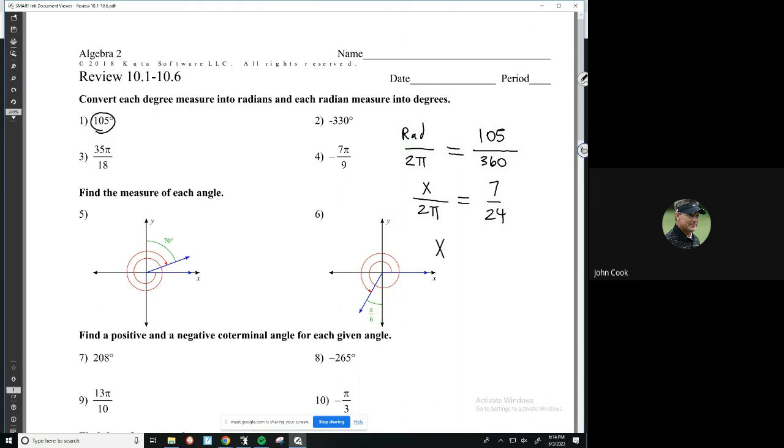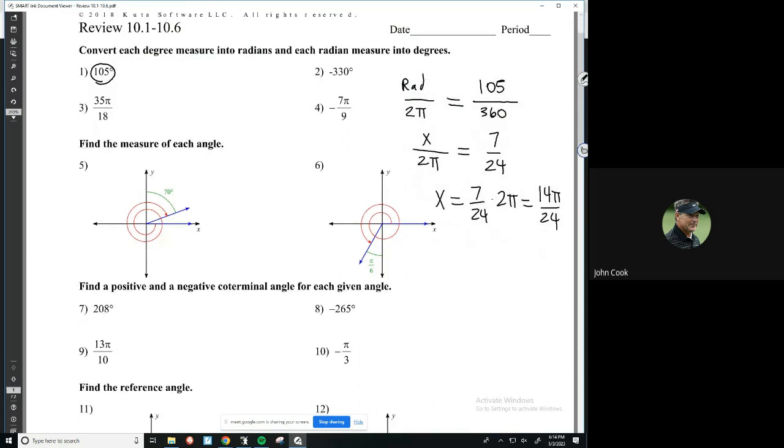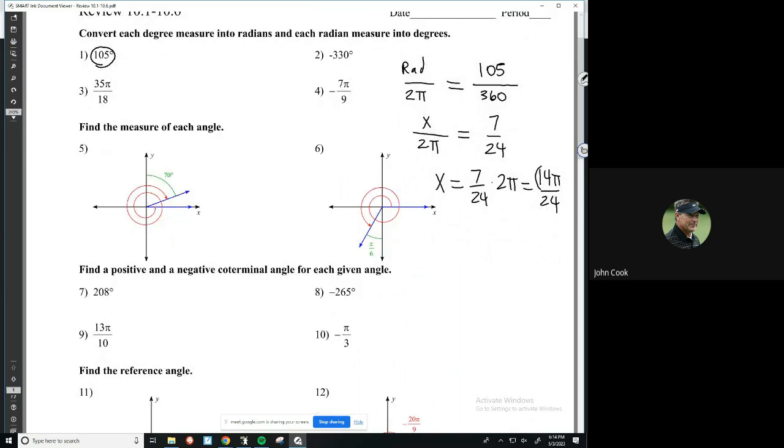Then I solve for x by multiplying both sides by 2 pi. X equals 7/24 times 2 pi. Multiplying the 2 pi times the 7 in the top, I get 14 pi over 24. Then I reduce the fraction. 14 and 24 are both divisible by 2, so this turns into 7 pi over 12. That would be my answer for this one, the number of radians this is equal to. So it's just a conversion into radians.